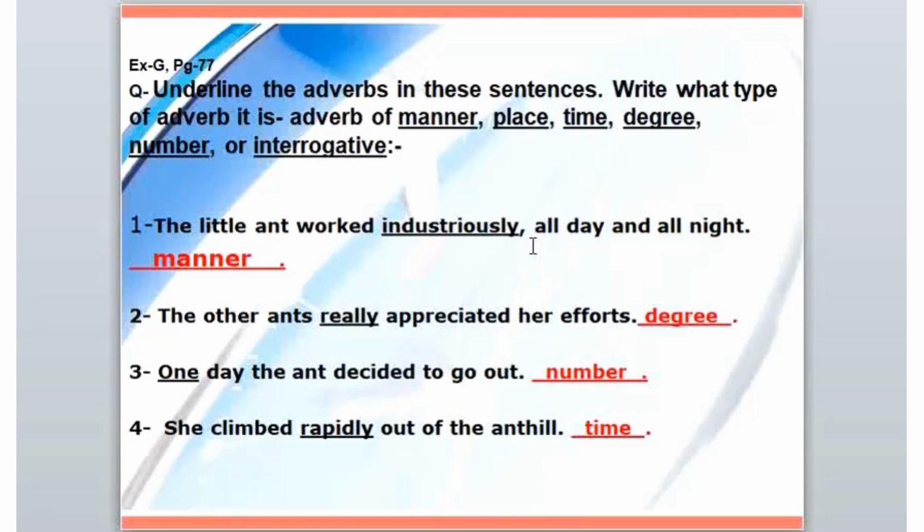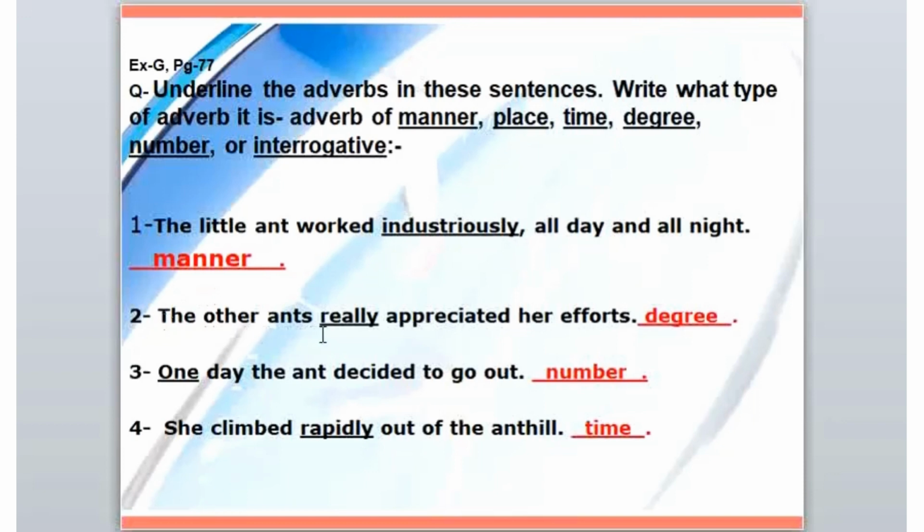Okay, so students, in your books I want you all to underline industriously, and in the given blank in my presentation, in this lecture, the blank is done in red color. Okay, so it can be easily noticeable for you. So in the blank we will write manner. What kind of adverb is it? Adverb of manner. Okay, now let's come to number 2.